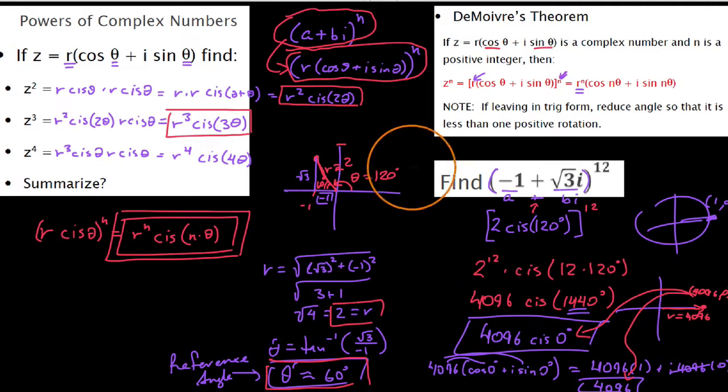Okay, so that is how you raise complex numbers to a power. You just switch it into trig form and use DeMoivre's theorem. Cheers.